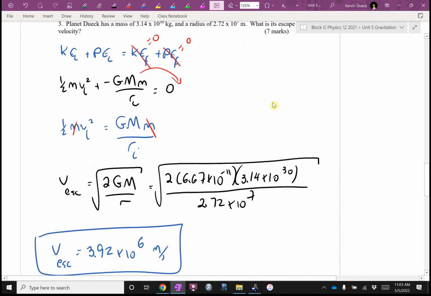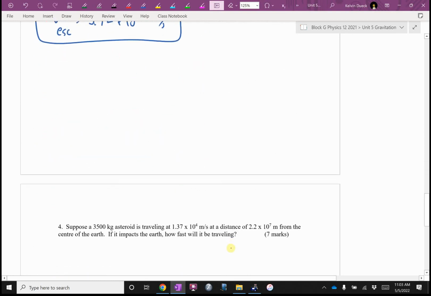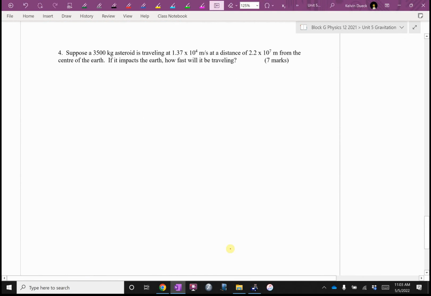Otherwise, I would probably go something like this. 1 mark for using conservation of energy. I would give you 1 mark for realizing it equals 0. 1 mark for getting the escape velocity equation. 1 mark for the numbers. And 1 mark for the answer. Yes? If you've memorized the equation, I'm good with that. It's just I tend not to memorize stuff.